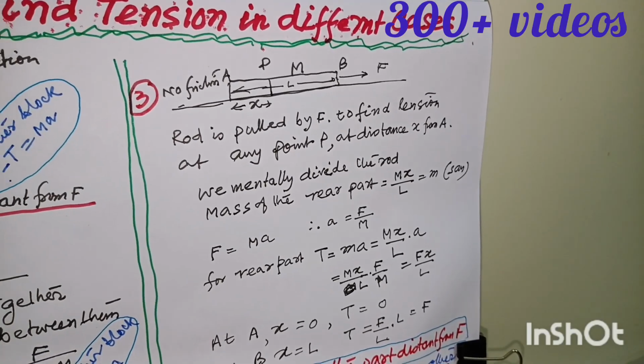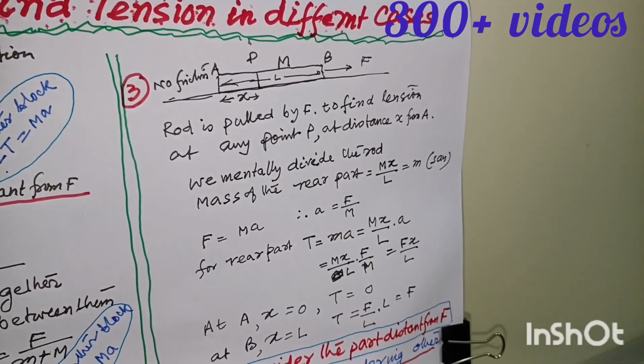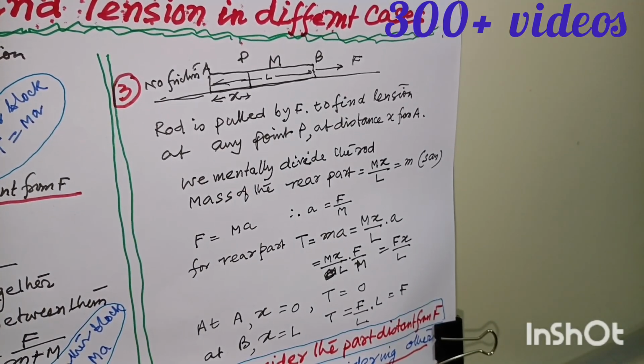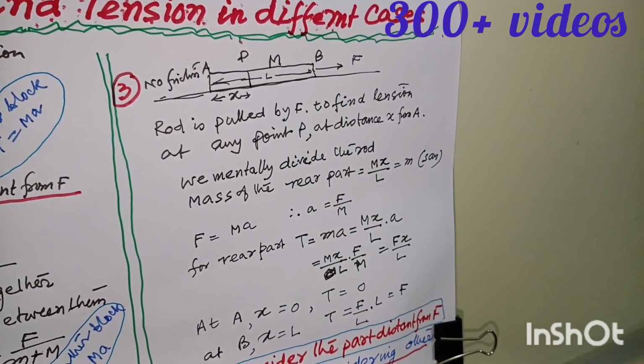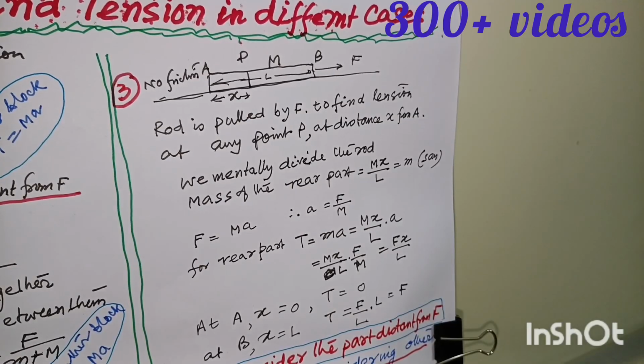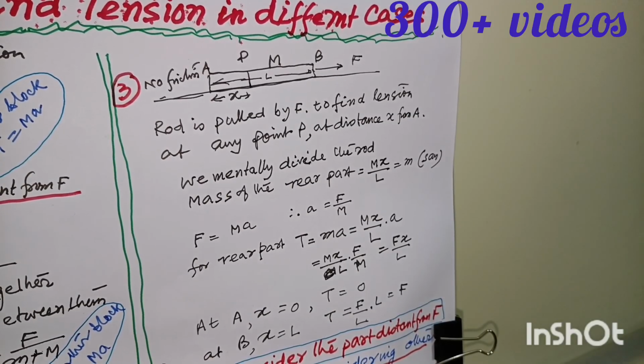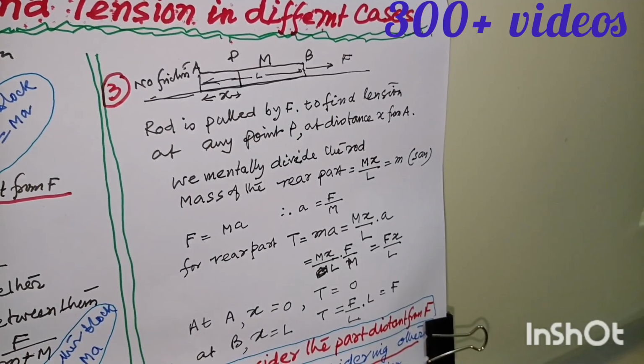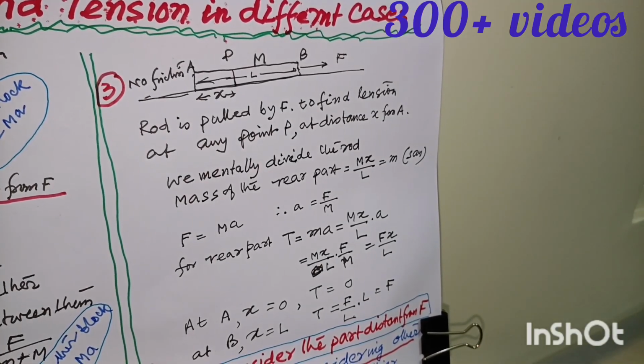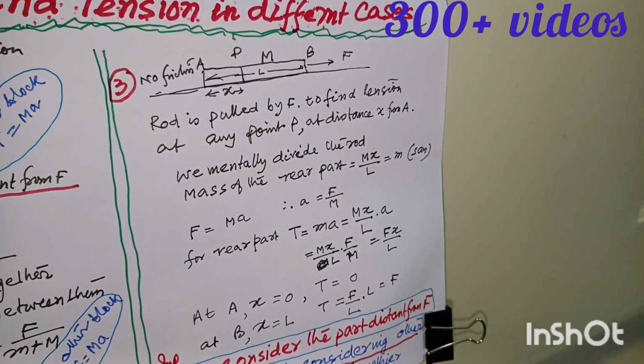So you see that tension is dependent on x. F is a constant, capital L is a constant, but x is variable. As x increases, the tension increases. If x is less, tension is less. That means as the point P moves towards B, the tension increases. As the point P moves towards A, tension decreases. And when point P is at A, that means at the end A, tension becomes 0.